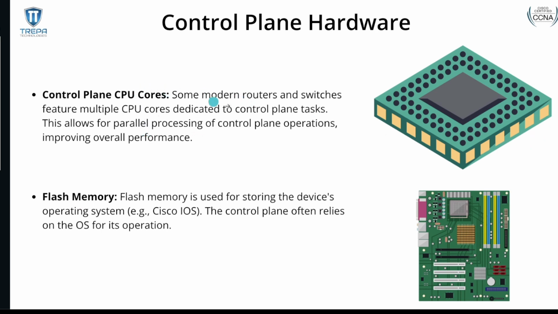So the control plane CPU cores. In some modern routers and switches that require these huge management and control planes, think of the 9400, 95, 9600 Catalyst series switches that sit in our data centers, our core, our distro switches. They're going to have those multiple CPU cores dedicated to control plane tasks. This is going to allow for multi-threading or parallel processing of control plane operations.